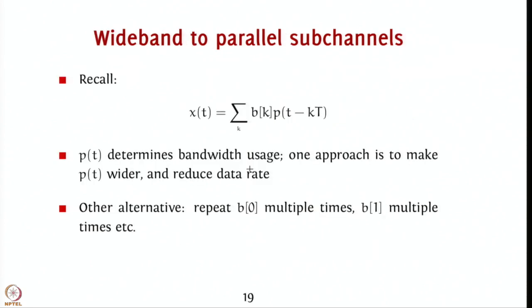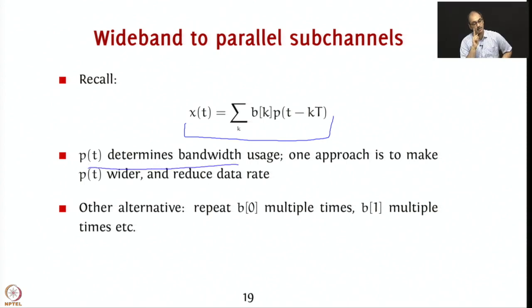Now, that's one way. So if you recall, the way we signaled was x(t) equals summation b_k p(t minus kT). Our p was the effective pulse that takes into account both the transmit pulse as well as the channel. Now, this p(t) determines the bandwidth usage. Remember, the bandwidth usage is determined only by g_TX, because g_TX convolved with the channel cannot use more frequency than g_TX, because it's an LTI system, and whenever you perform convolution, you can never expand the frequency footprint.